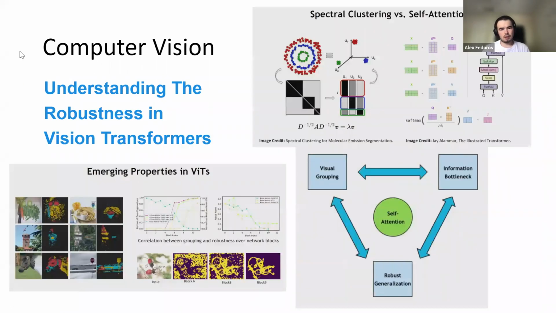Yeah, so there is a paper on understanding the robustness of vision transformers. I think it's from NVIDIA, and they talk about how self-attention relates to information bottleneck, visual grouping, and robust generalization. They compare self-attention to spectral clustering, and basically they're trying to explain how vision transformers work. So I think that's all for the slide.